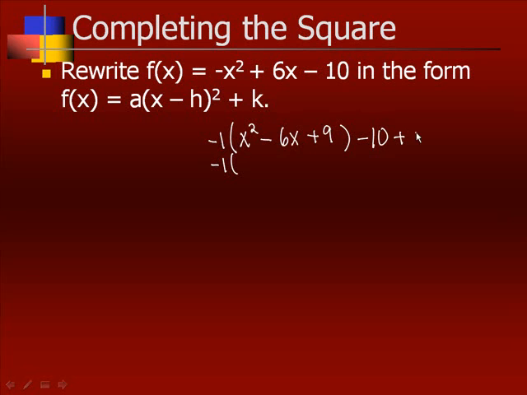So we're going to add the opposite. We're going to add a positive 9 on the outside. Now we're ready to complete this perfect square trinomial. X squared minus 6x plus 9 is x minus 3 squared. Negative 10 plus 9 would be minus 1. So we can look at this and say, okay, the vertex is (3, negative 1).